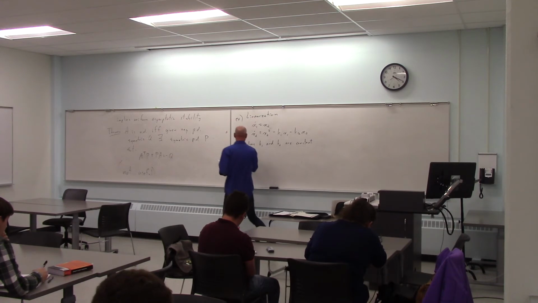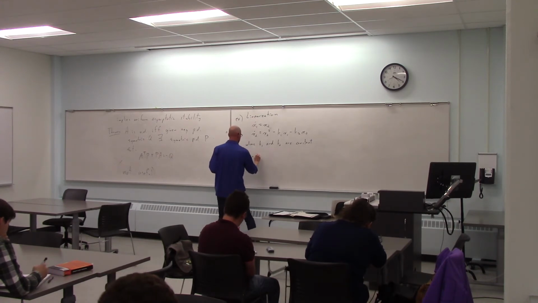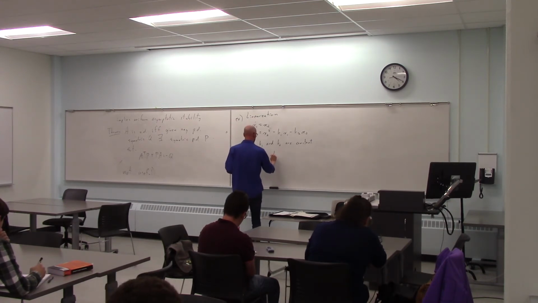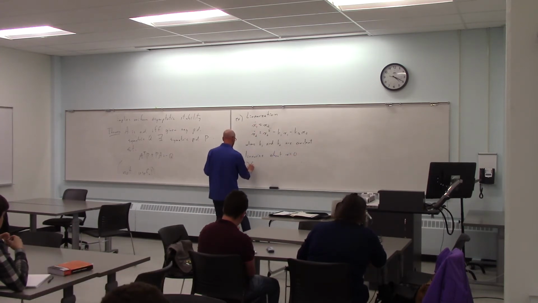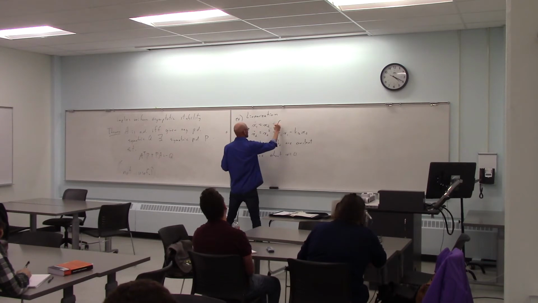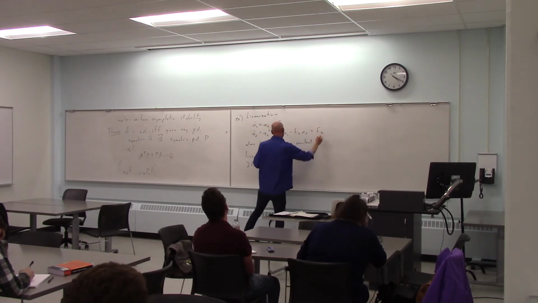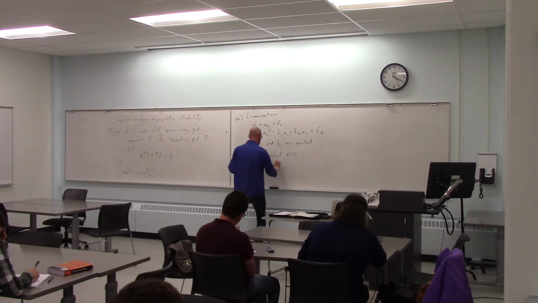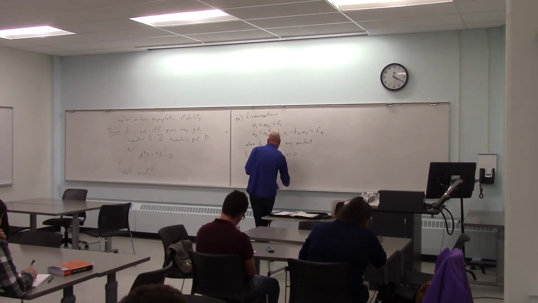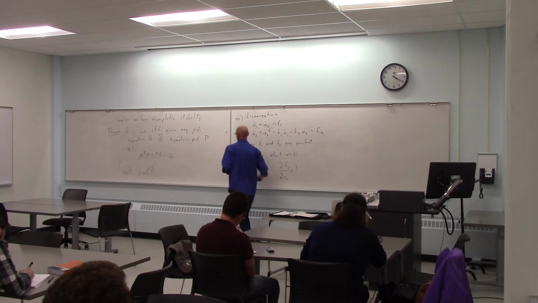So let's linearize this about x equals 0. So I get the Jacobian of F. We'll call this F1, call this F2. So dF1/dx1 equals 0, dF1/dx2 equals 1.